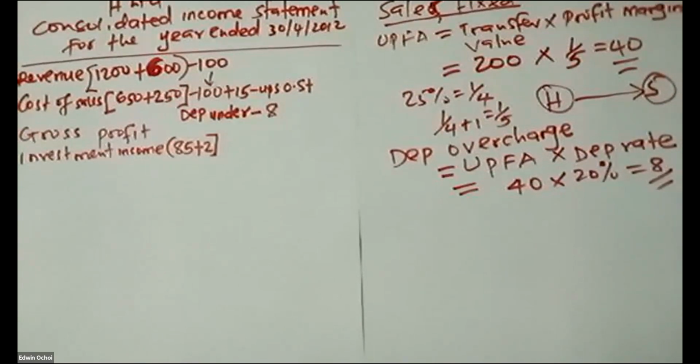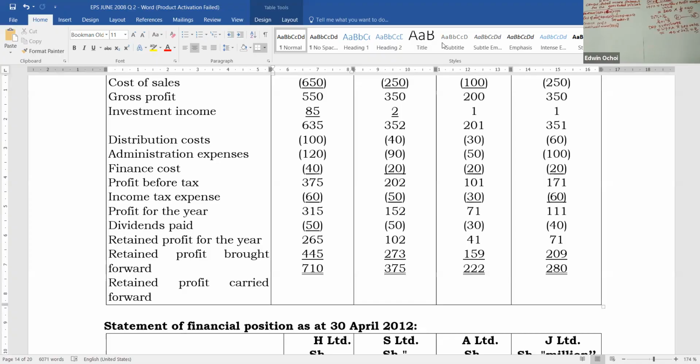So S, A, and J paid dividends, and that comes after the profit after tax. You can see here, S paid 50, A paid 30, and this one paid 40. This one you have to subtract, but with the share of control, the share the parent controls. So I would take 80% of 50, 40% of 30, and 50% of 40.